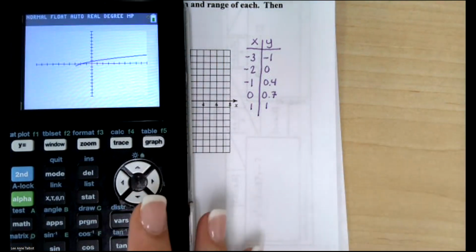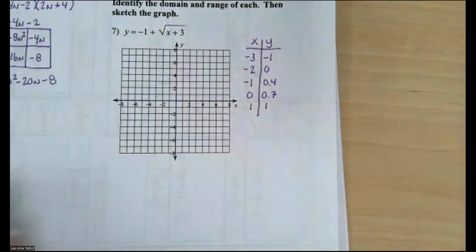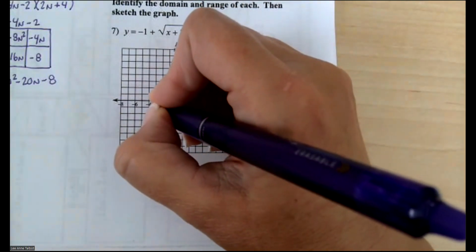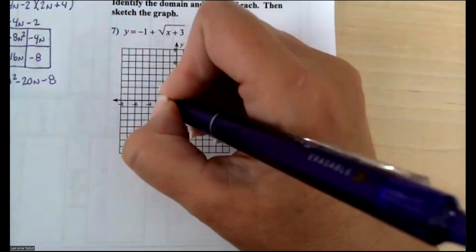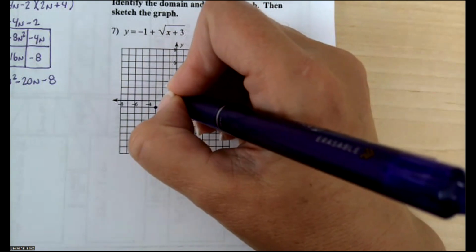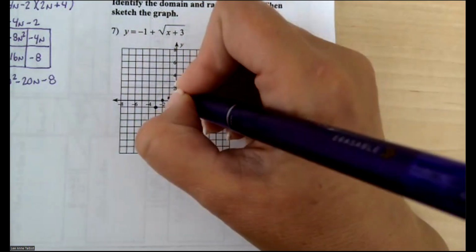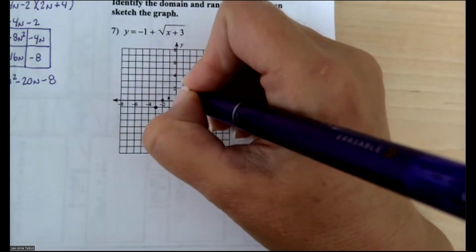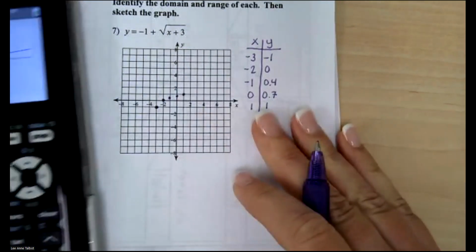Okay, so this is what I should have after I graph these. So -3, -1, -2, 0, -1, 0.4, 0, 0.7, 1, 1. And then you look at the picture.